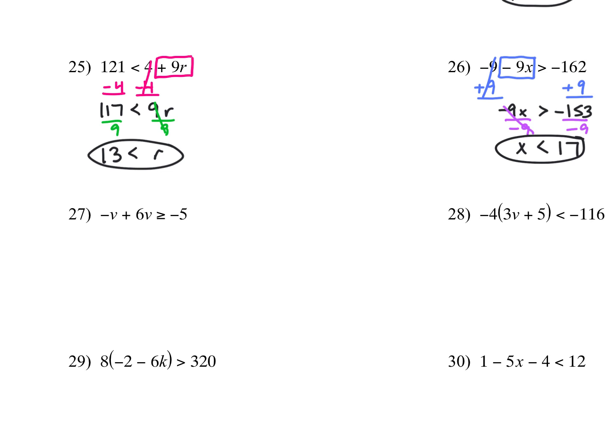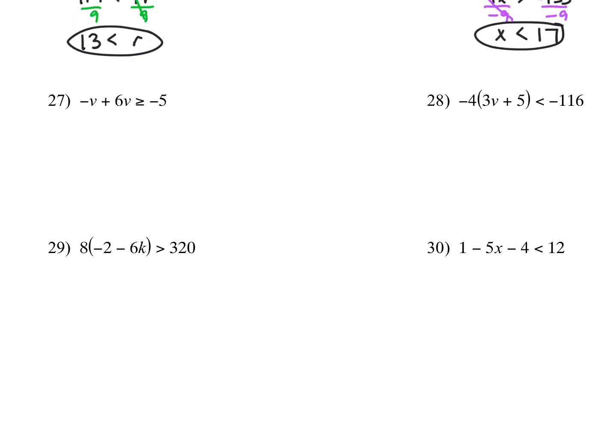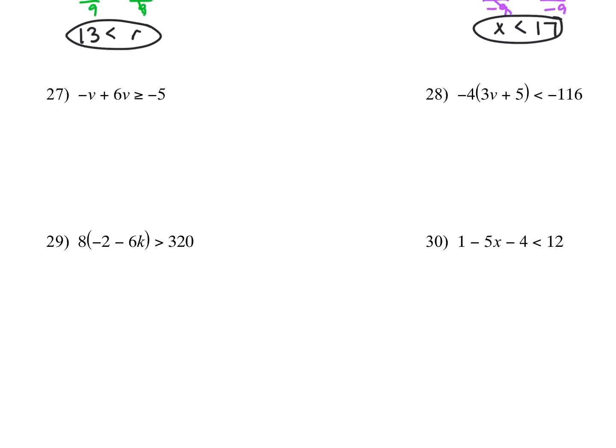Number 27 through 30 are all multi-step inequalities. These are inequalities where you need to do some simplifying before solving. So looking at 27, I have negative v plus 6v. These are like terms. I can combine them. Negative 1 plus 6 is 5. So I get 5v is greater than or equal to negative 5. Now divide both sides by 5. Since we've done our simplifying, we're now solving to get v by itself, and v is greater than or equal to negative 1.